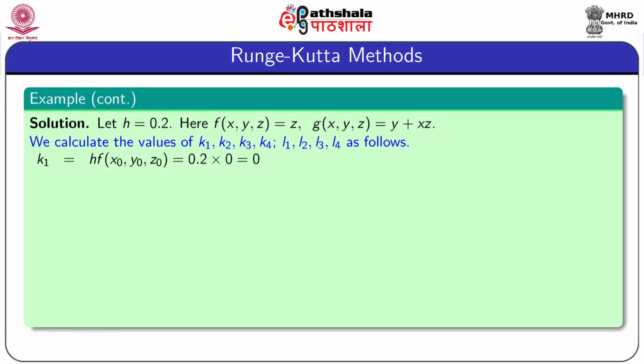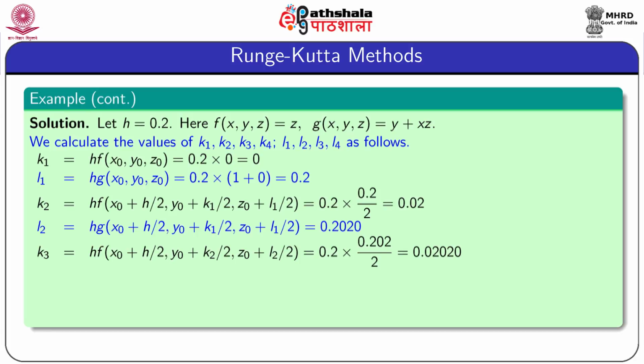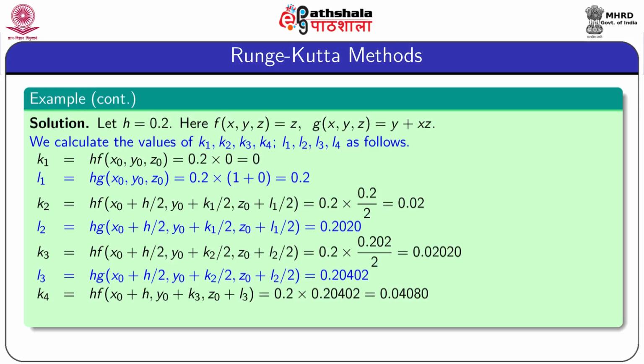Now k1 equal to h into f of x0, y0, z0, which is equal to 0, L1 equal to 0.2, k2 is equal to 0.02, L2 equal to 0.2020, and k3 equal to 0.02020. Similarly, L3 equal to 0.20402, k4 equal to 0.04080, and lastly L4 equal to 0.21220. So, these are the values of the 4 k's and 4 L's.